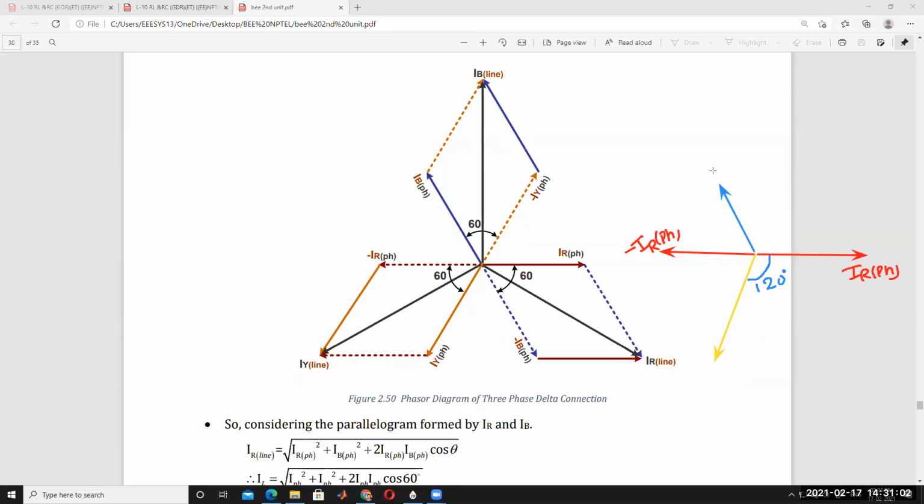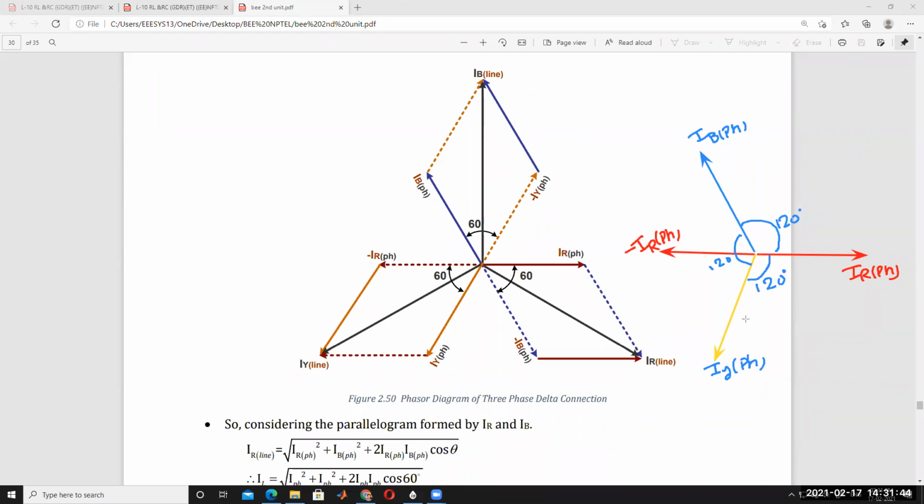So this is the B phase. Am I right? This is called R phase, this is called Y phase, IY phase. Am I right? This is called B phase, IB phase. Each phase is displaced by 120 degrees. This is also 120, this is also 120. Okay, understood.